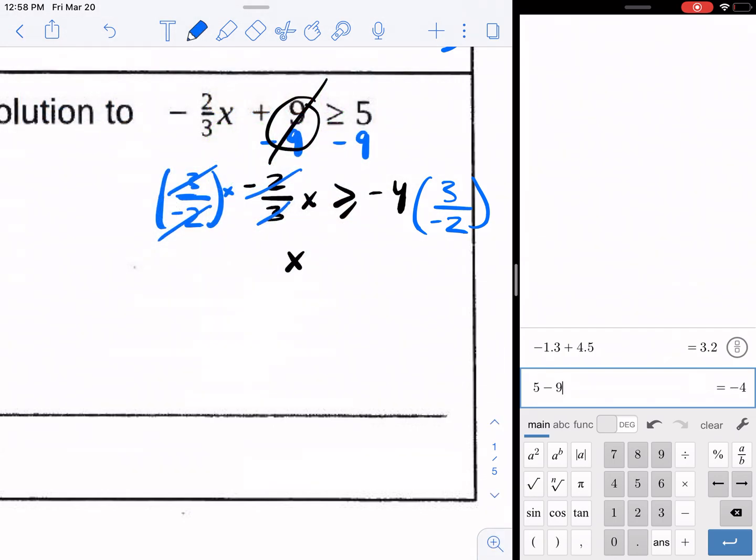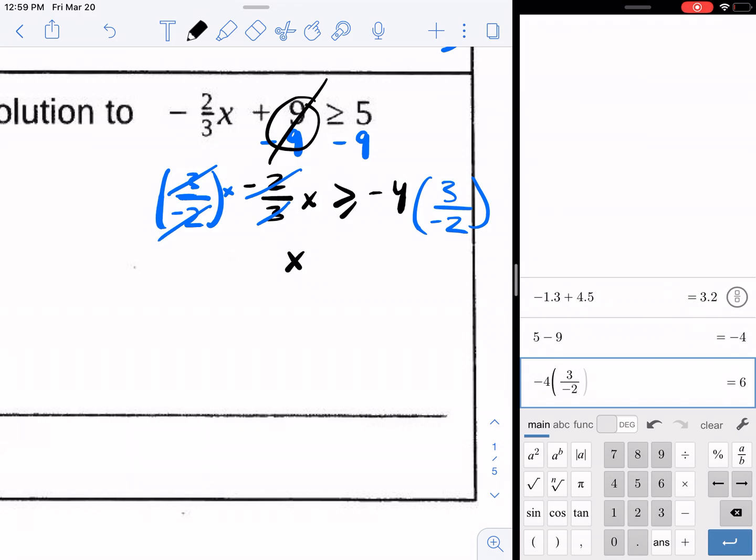And then negative 4 times 3 divided by negative 2, whichever way you know how. You guys know how to do this by now. You always have a calculator too. So negative 4 times 3 divided by negative 2. You get 6. And that's because negative 4 times 3 is negative 12. Negative 12 divided by negative 2 is positive 6. So on the right side, we get 6.